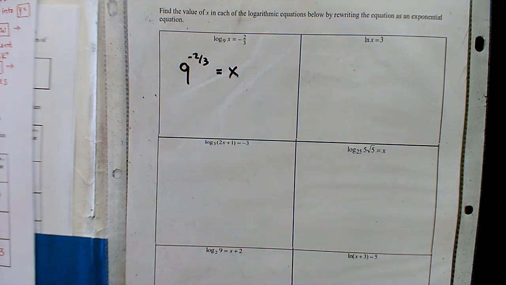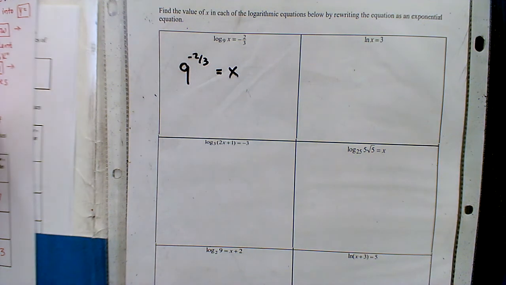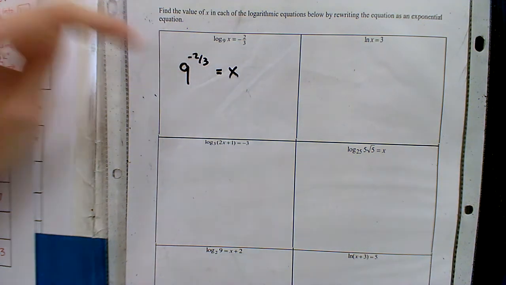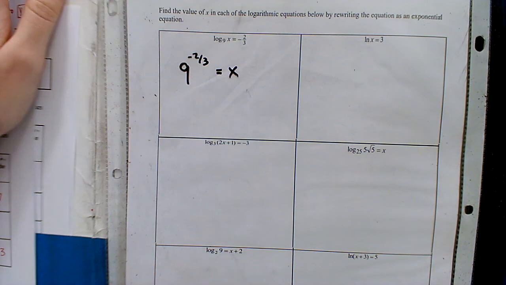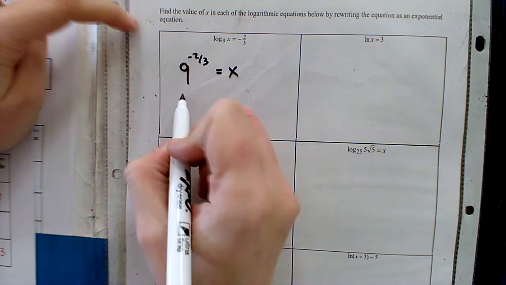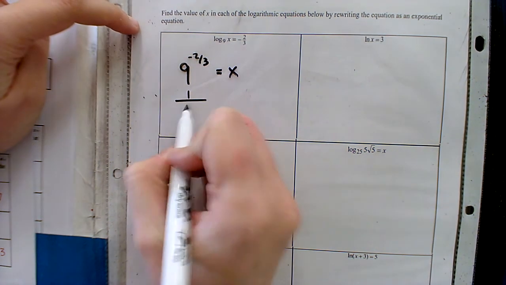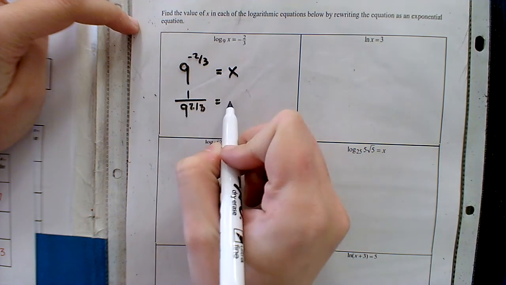Let's see if we can rewrite it a little bit to help us solve for x. So this is probably going to involve some properties of exponents that we were familiar with or reviewed from the last unit. Can we rewrite this in any way? The first thing I notice is a negative power. Can we get rid of that negative power? I heard flip it. Okay, so this would be 1 over 9 to the 2/3.